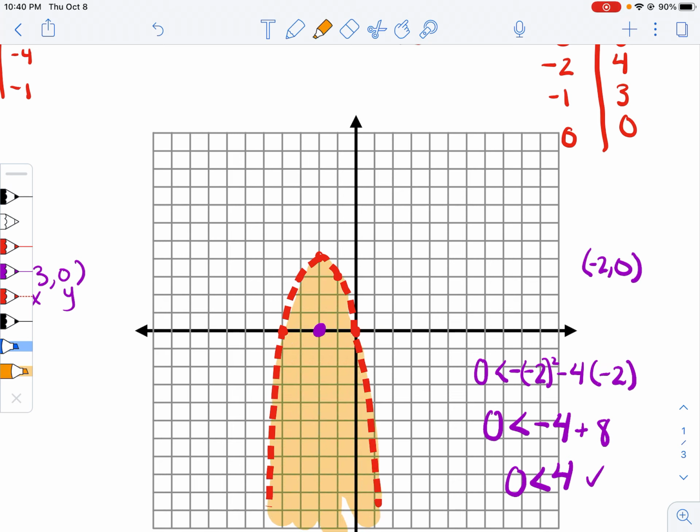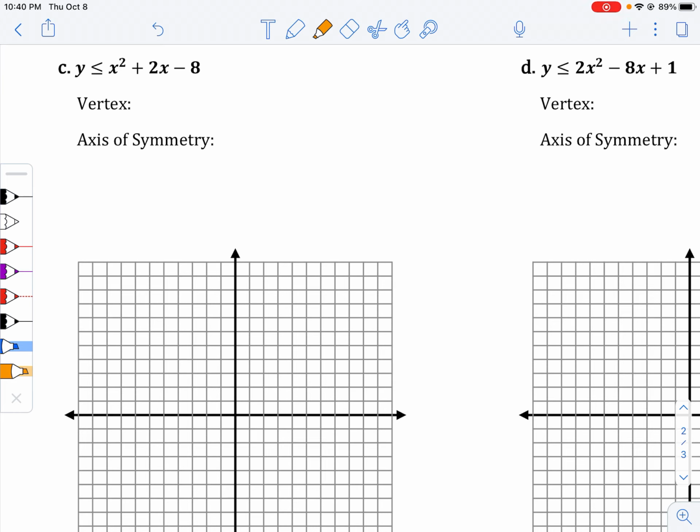All right. Example C, I have y is less than or equal to x squared plus 2x minus 8. So again, you can just put this into your calculator if you'd like, x squared plus 2x minus 8, and you can make a table. We can also test this. Let's go ahead and test this with the axis of symmetry, just the algebraic way, because I want to make sure we all remember how to do that. So it would be x equals negative b over 2 times my a, which is 1. So it's x equals -1.